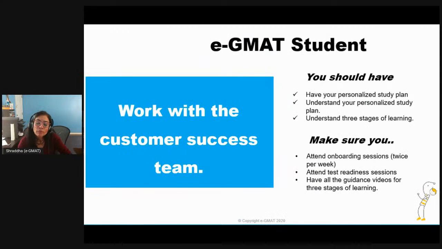So this was for those who are not eGMAT students yet, but those who are eGMAT students are pretty much aware of the drill. You should have your personalized study plan, and you should be able to understand your study plan as well. And also make sure that you continue to do your onboarding sessions where you meet the experts one-on-one. They are the ones who are tracing your progress at every step. So make sure that you keep getting that feedback from them and get all the help that you can get from them to move on this path.